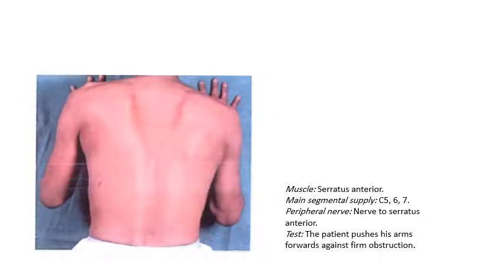Speaking of winging of the scapula, serratus anterior paralysis is the main cause of winging of the scapula. This muscle is supplied by C5, 6, and 7, and the peripheral nerve is the nerve to serratus anterior, or the long thoracic nerve. It's tested by asking the patient to stretch his arms and push them against resistance, and then we observe the scapula for winging.